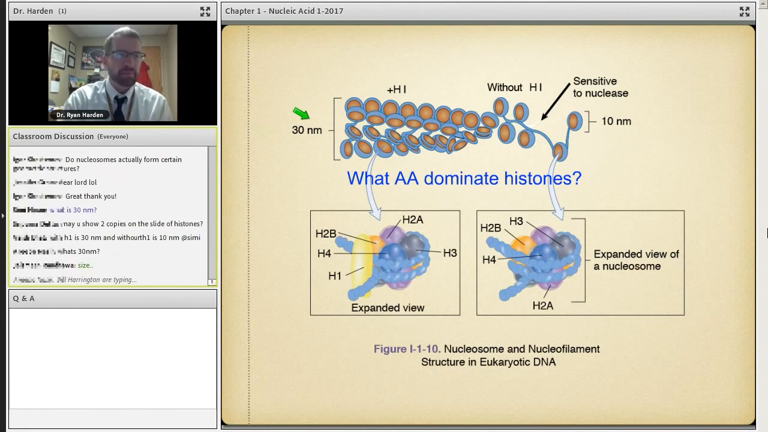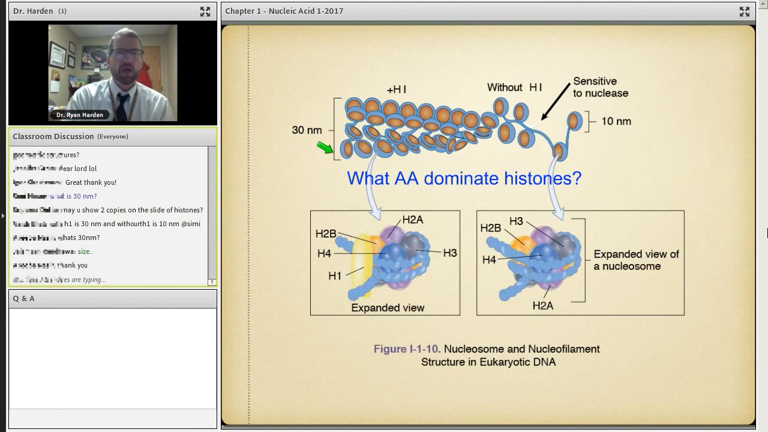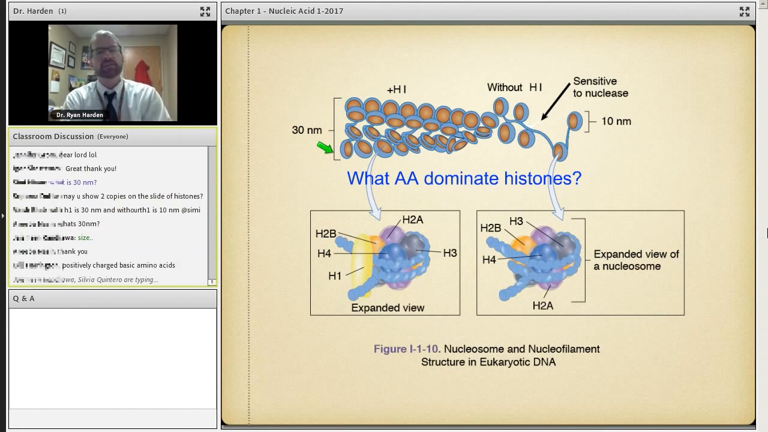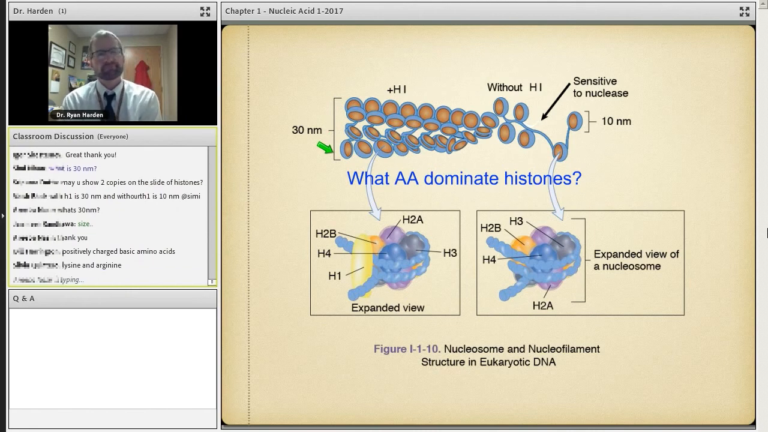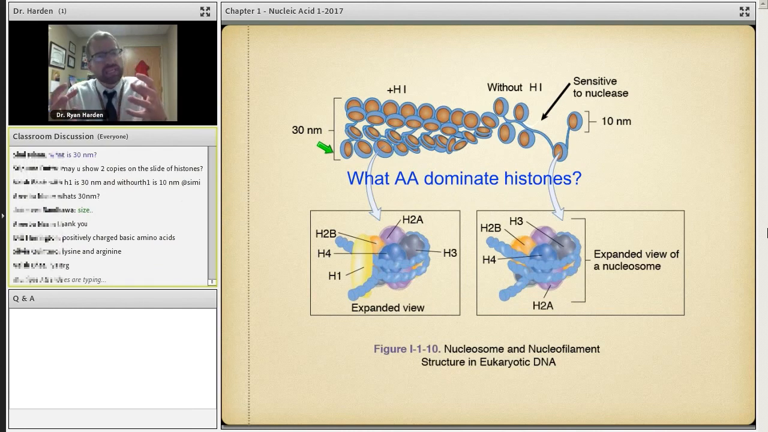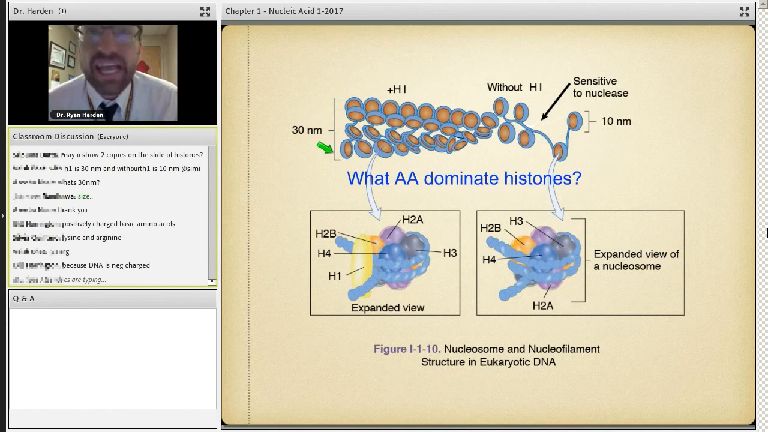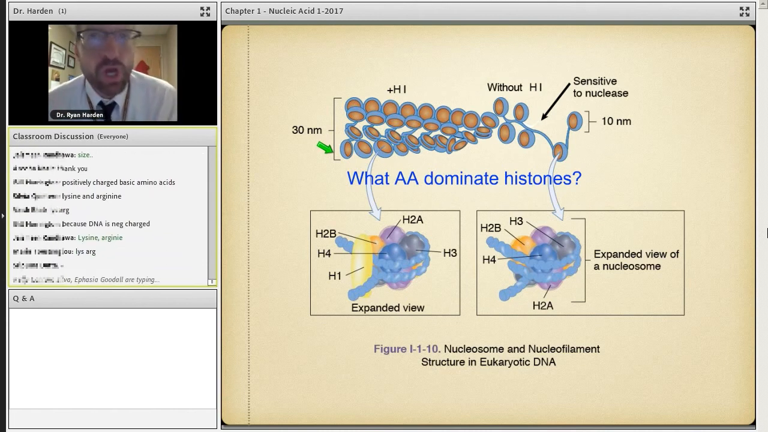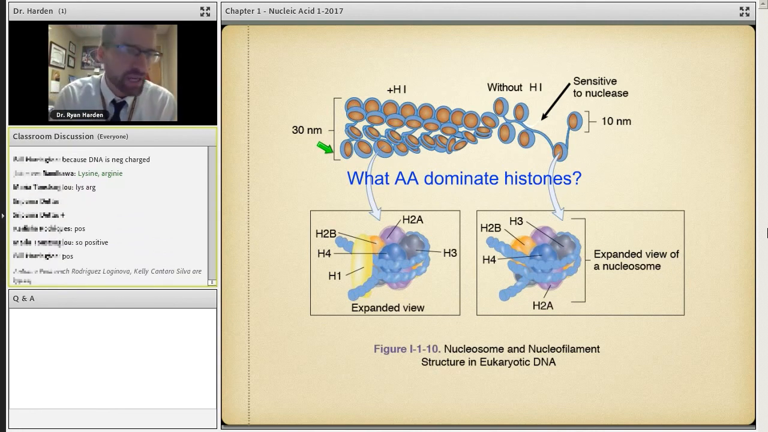What's 30 nanometers? The diameter of chromatin, right here. This is chromatin. It's condensed DNA. Now, what amino acids dominate histones? Positively charged ones, because if you want proteins to closely associate with DNA, what's the charge on DNA? DNA is negative because of the phosphate backbone. So what charges should you have on a protein if you want it to associate with DNA? Positive charges. So you're exactly right, students.